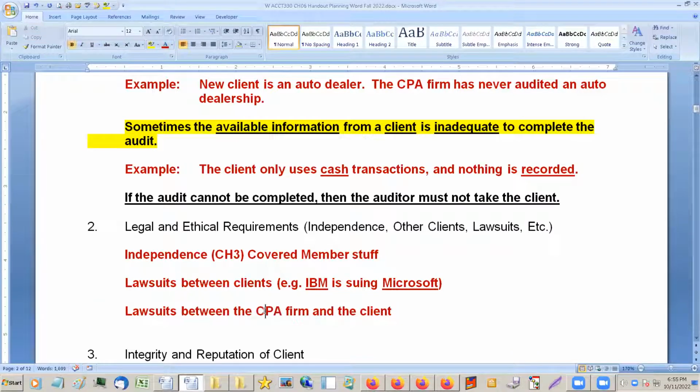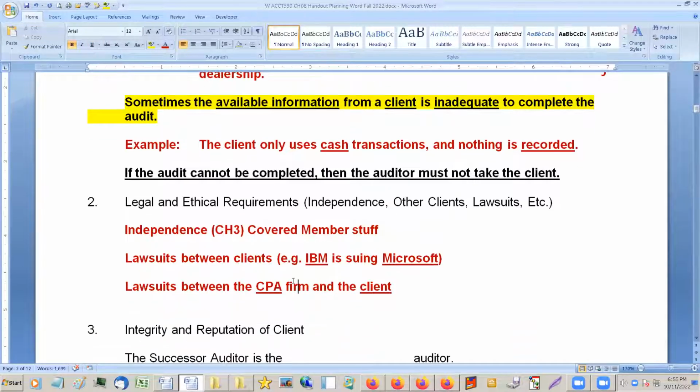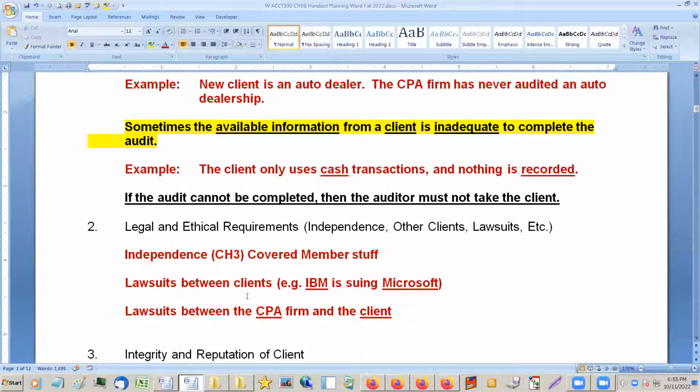So if you're suing the client, or if the client is suing you, you cannot take them as a client.